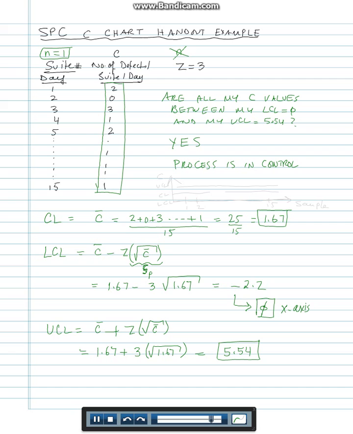Or I could graph it, and the graph would have 15 samples on the x-axis all the way to 15, and my measure would be the C values here. The x-axis would be my LCL, CL would be the 1.67, and UCL would be the 5.54. So CL, LCL, UCL, and I'll plot the numbers, and I'll find that all the points are within LCL and UCL.